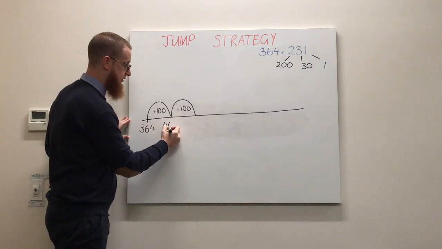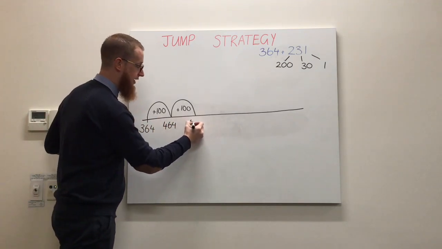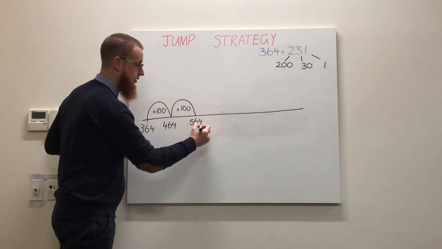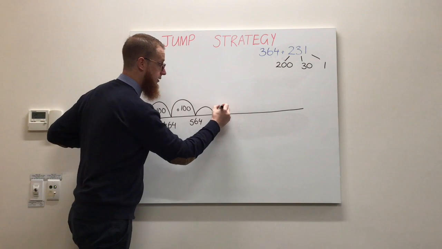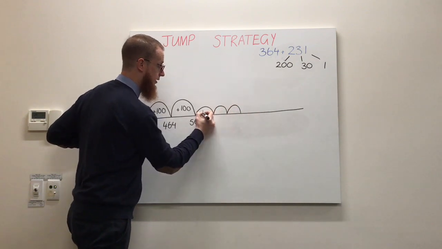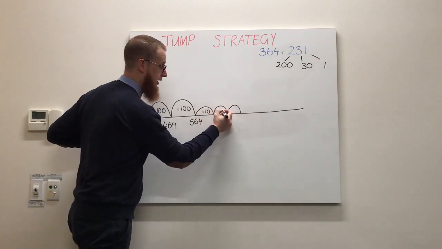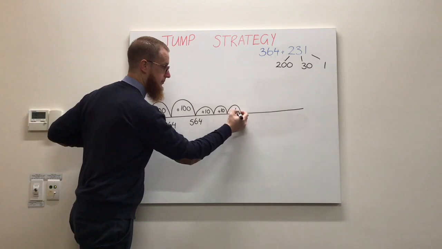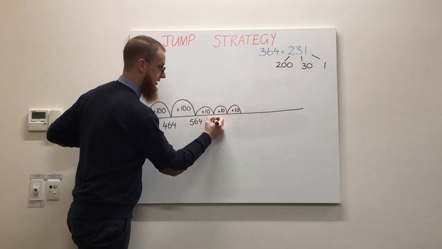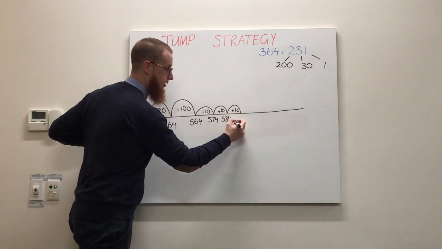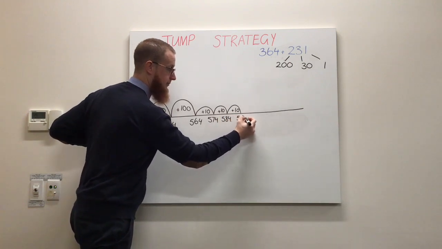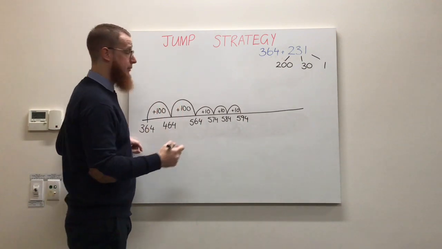So that will be 464, 564. I now need to add on my 3 jumps of 10. 1, 2, 3. Again, showing the value and showing where I land. 574. 584, 594, and then finally my 1 jump of 1.